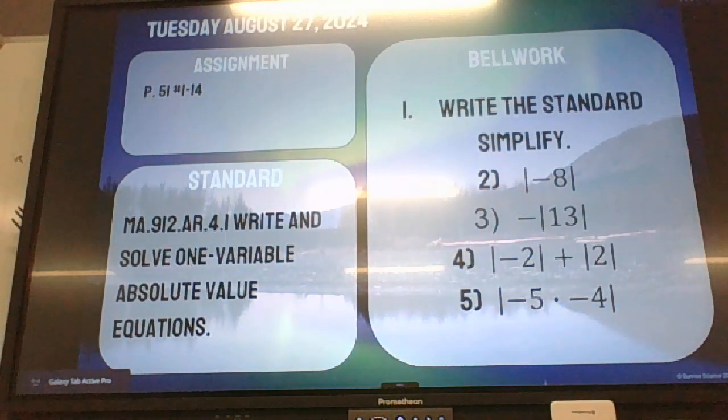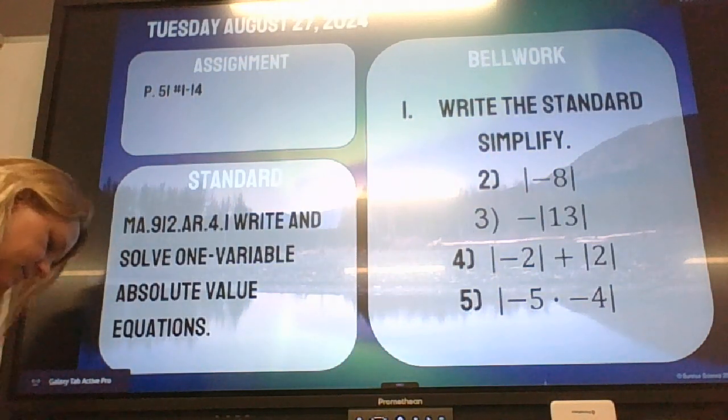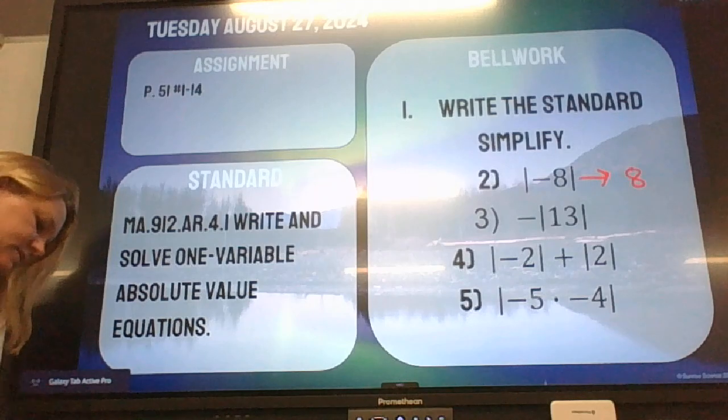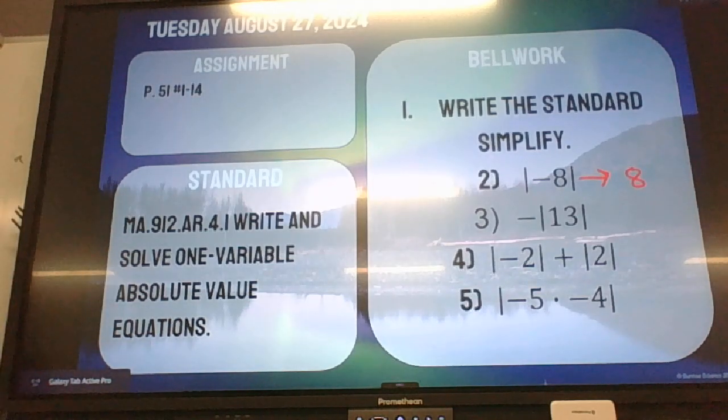Does anybody know what absolute value means? Go ahead. Yeah, how do we explain it? I mean, does anybody know how to simplify number two here? Go ahead, Vladimir. 8. It goes positive, right? Absolute value goes positive, but why? Can you explain it? It's kind of opposite. If it's negative, it's opposite.